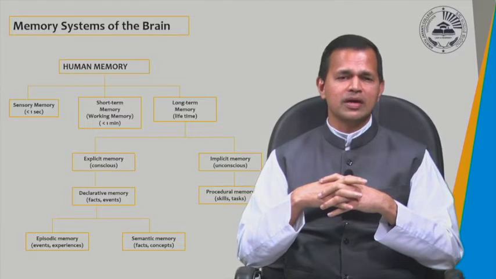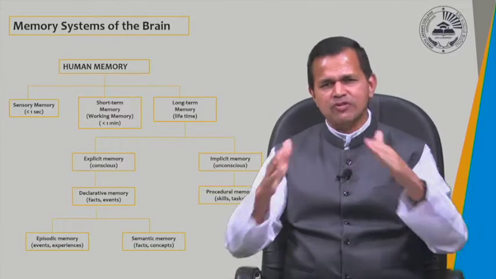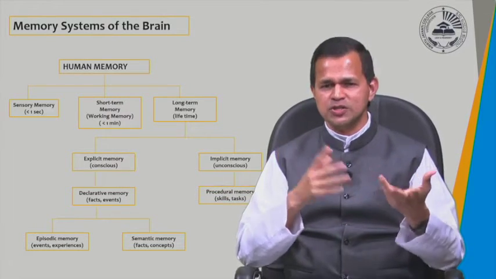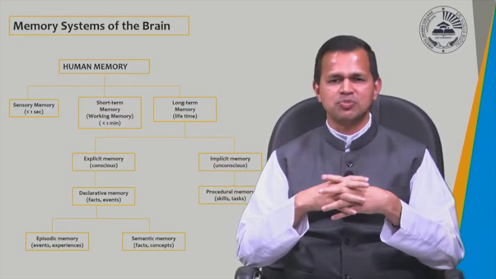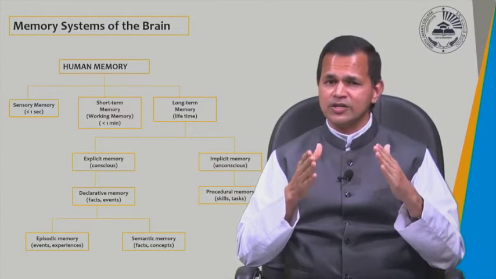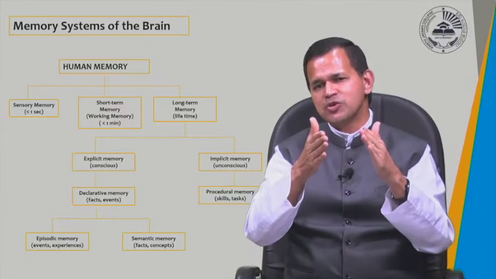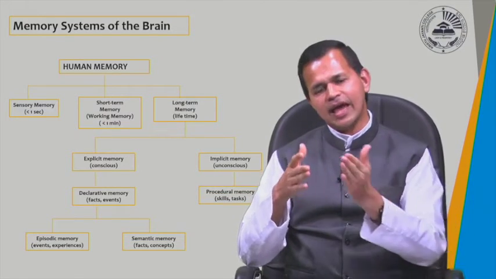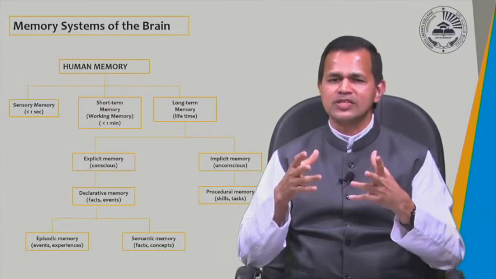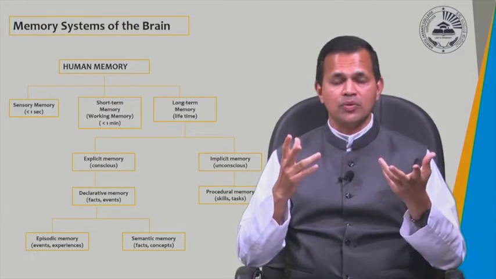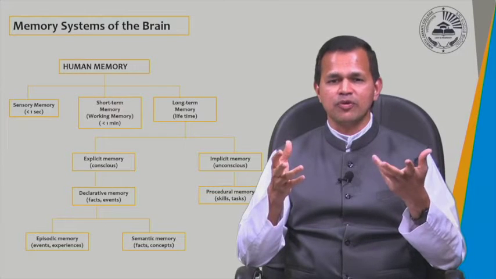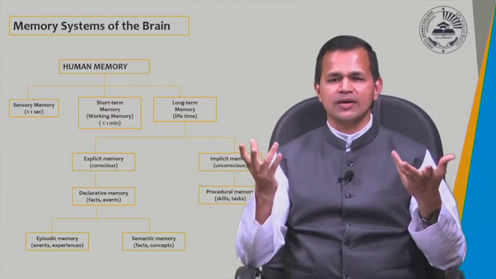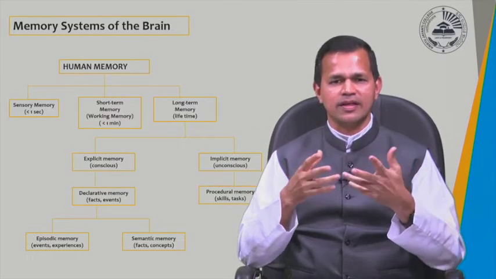This long-term memory can also be looked at through another set of divisions, called explicit memory and implicit memory. The word explicit, as we know, means conscious memory. Implicit is unconscious memory. Explicit memory can be understood as declarative memory, which includes facts and events. And that again can be understood in terms of episodic memory and semantic memory. Episodic memory is the memory of those things which happened as an event or experience in your life. And semantic memory is concepts and facts and things like that.